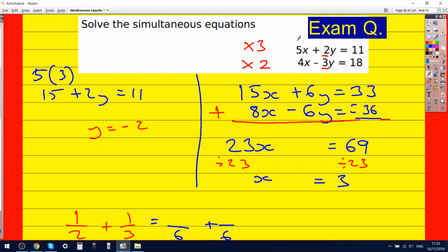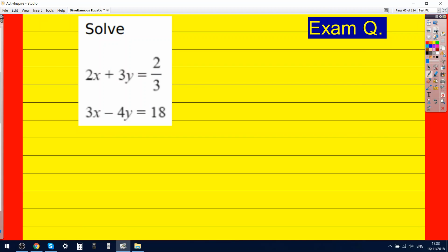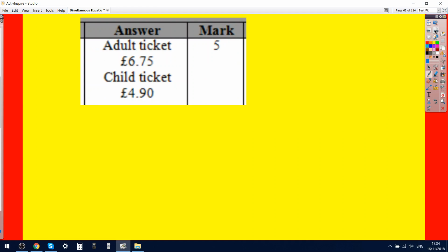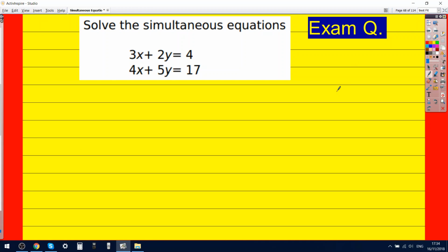So you just multiply by the coefficient of the other one. To get the x's the same, you could have timesed the top one by 4 and the bottom one by 5, because the top one's 5 and the bottom one's 4. Just multiply it by the other one. That will always work. Let's try this one. Let me just write this for now.